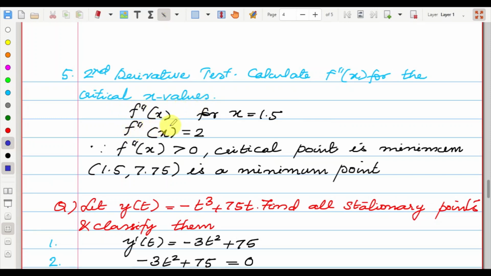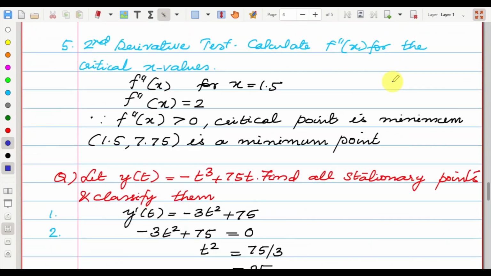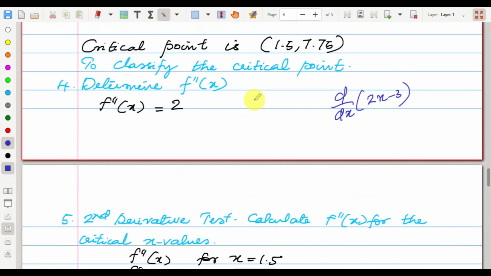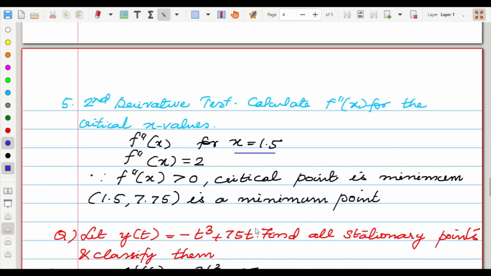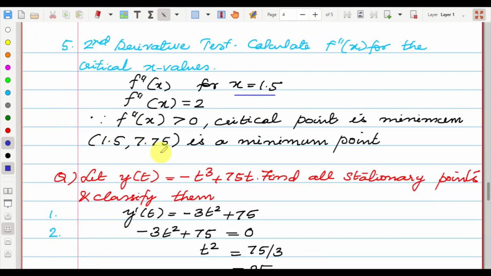f double dash of x for x equal to 1.5. Substituting x equal to 1.5 in f double dash; actually f double dash is 2 only. So f double dash of x equal to 2, which is greater than 0. Greater than 0 means the critical point is a minimum. So which is our point? The x value is 1.5 and the y value is already known, 7.75. So our critical point (1.5, 7.75) is a minimum point.